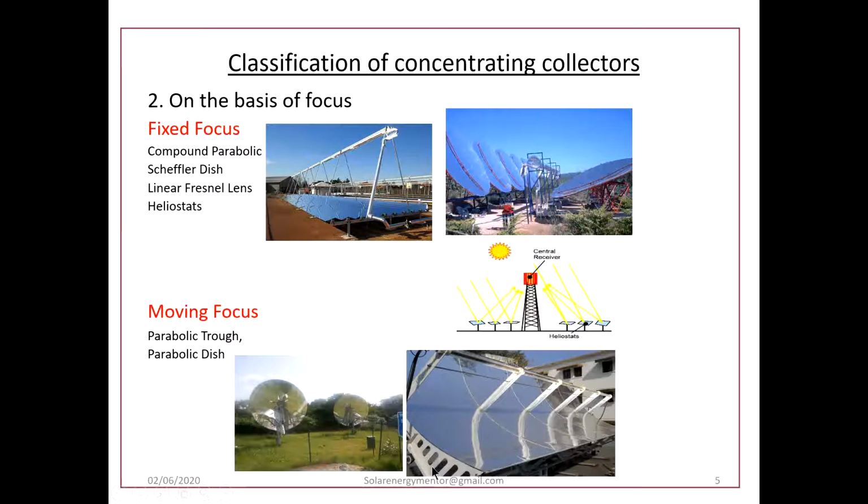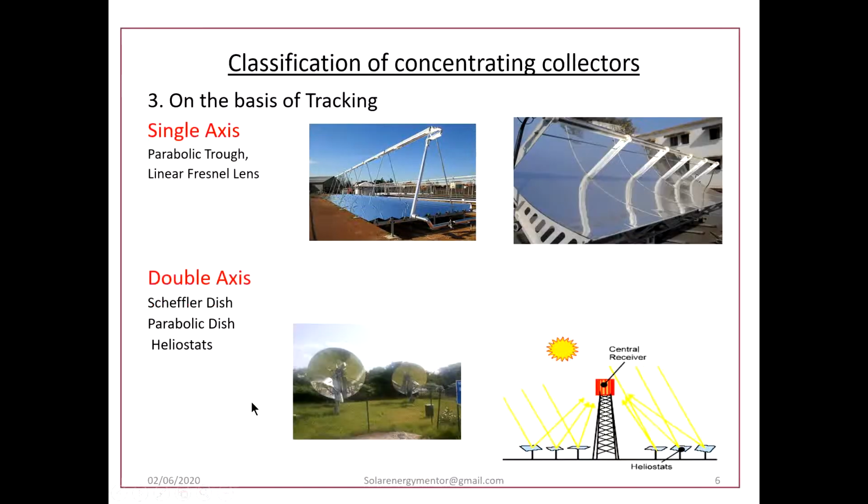Similarly, in parabolic trough collectors, this is a parabola here, the parabolic profile, and this is the length. So this is a focus here, and the entire collector is tracked about the sun, and along with the collector the focus moves. So these are moving focus collectors.